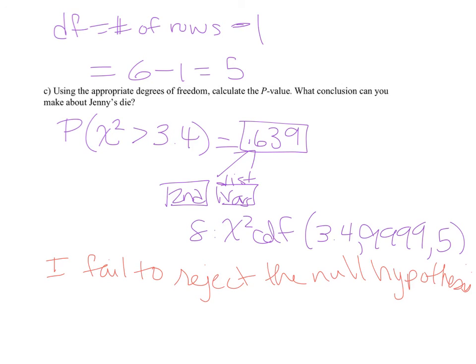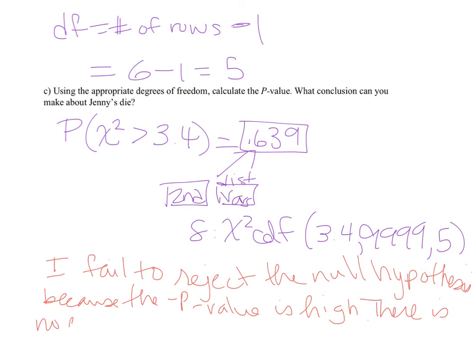It's a good idea to also mention an alpha value or say because the p-value is high. And having a high p-value means we have no evidence of our alternative. You're going to say there is no evidence that the die is unfair. And you'll notice that once you have your chi-squared and your hypotheses written, the conclusion is really similar to stuff that you've already done.